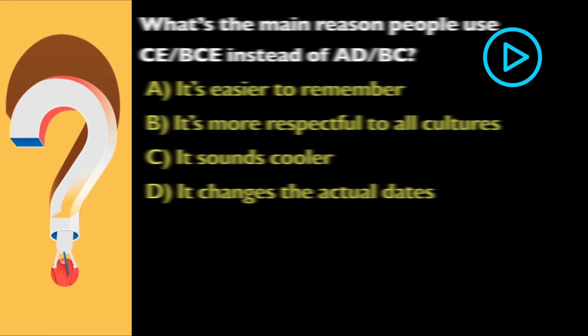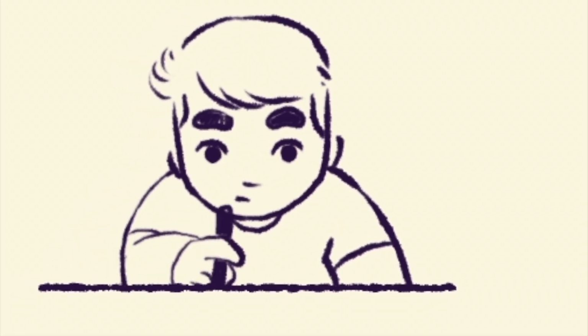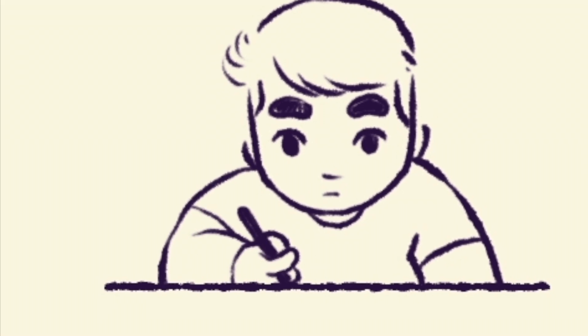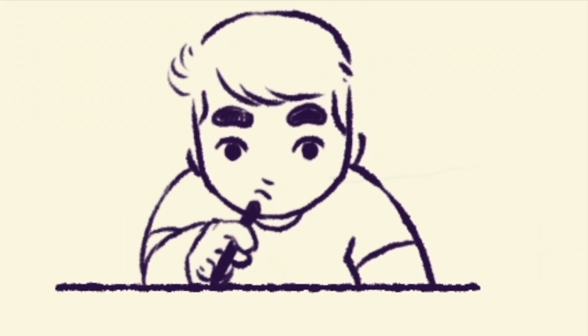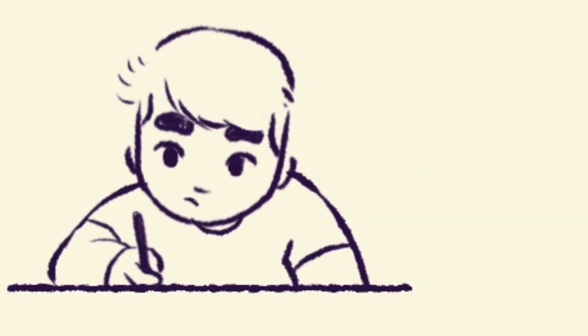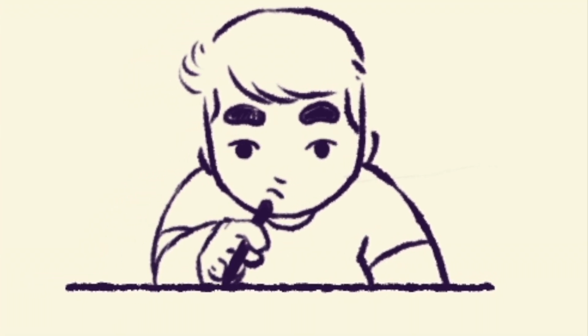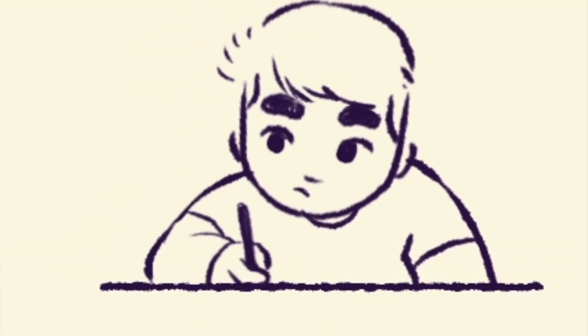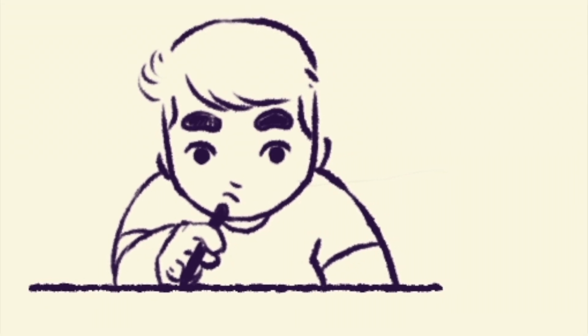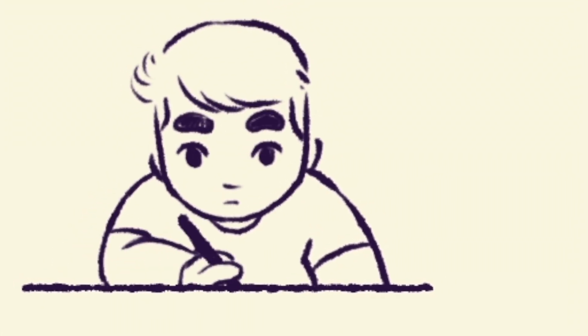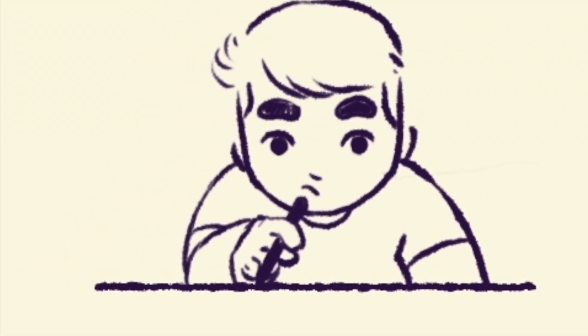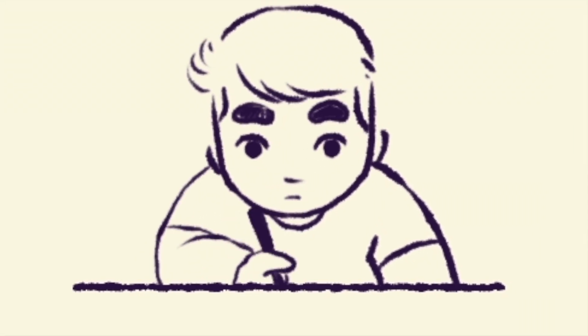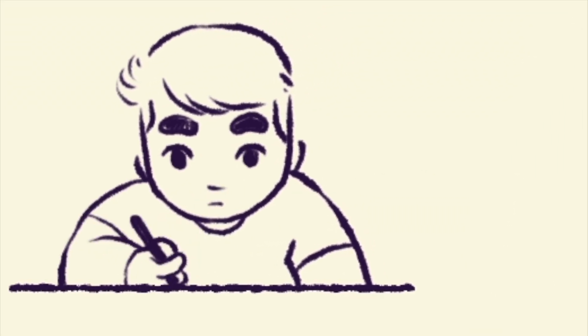Now let's have a recap of the questions and answers. What does AD stand for? The answer to that is Anno Domini. Number 2, which two labels mean the same thing? The answer to that is BC and BCE. Number 3, which came first? And the answer to that is 44 BC.